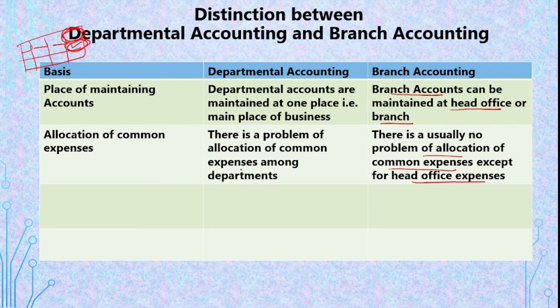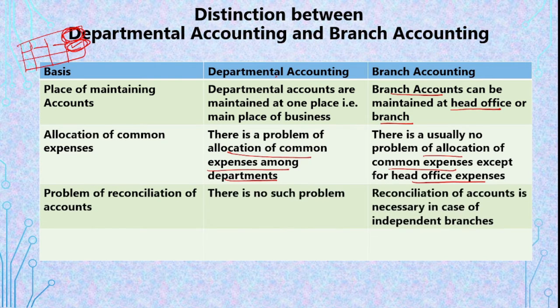But this is a major concern, allocation of common expenses among the departments in case of departmental accounting. And you will be finding that in the practical problems, this is one concern that we will always be having. Then you have the problem of reconciliation of accounts. This is not a major issue in case of departmental accounting, because mostly they prepare columnar accounts. But reconciliation of results is very necessary in case of independent branches. They need to add up the things.